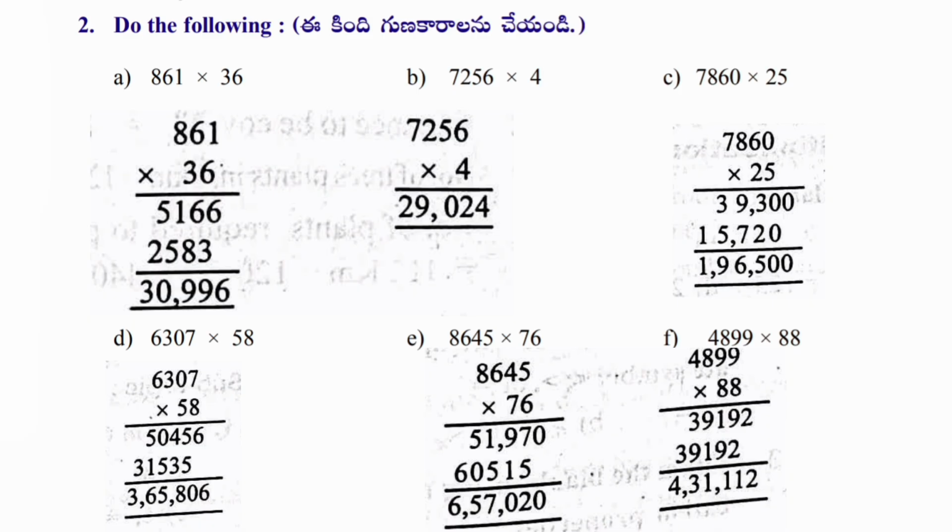Then do the addition. 6 5 plus 5 is 10. 0 here, 1 carry forward. 4 plus 3 is 7, plus 1 is 8. Write down 8. Then 5 will be the same as it is. Then 5 plus 1 is 6. Then 3 as it is. Means 3,65,806 is your answer.